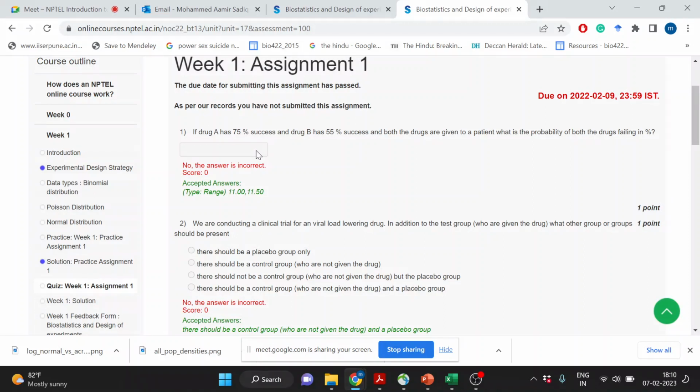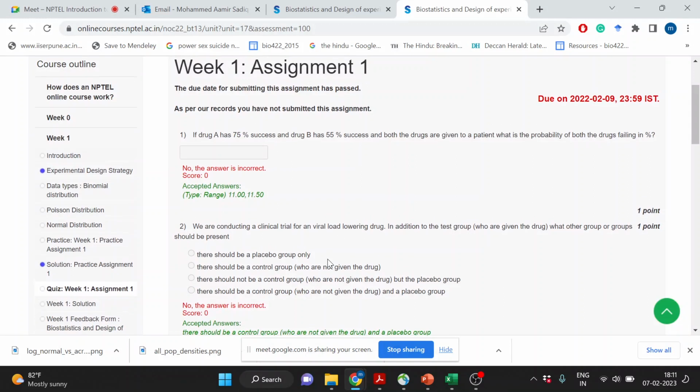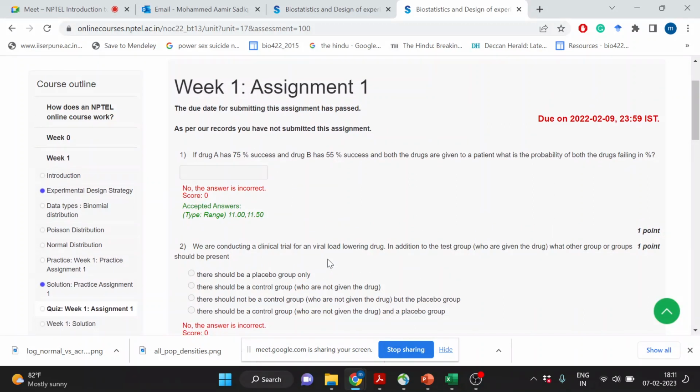The next question is, we are conducting a clinical trial for a viral load lowering drug. So basically a drug that lowers your viral load, the amount of virus in your body in some sense. In addition to the test group, meaning the set of individuals to whom you give the drug, what other groups should be present? What other groups apart from the group to which you give the drug that you need to test should be there in your study design?